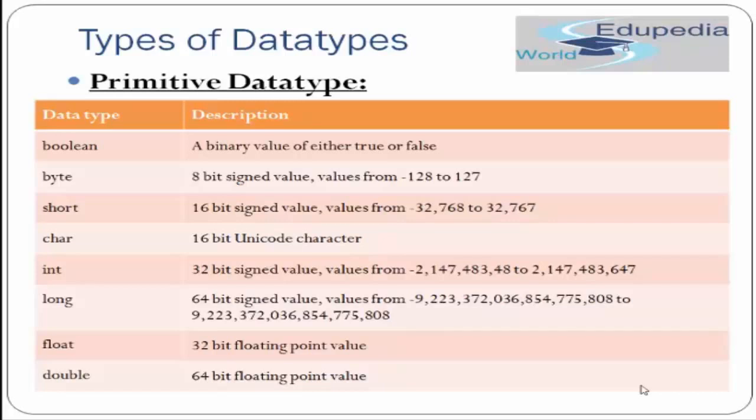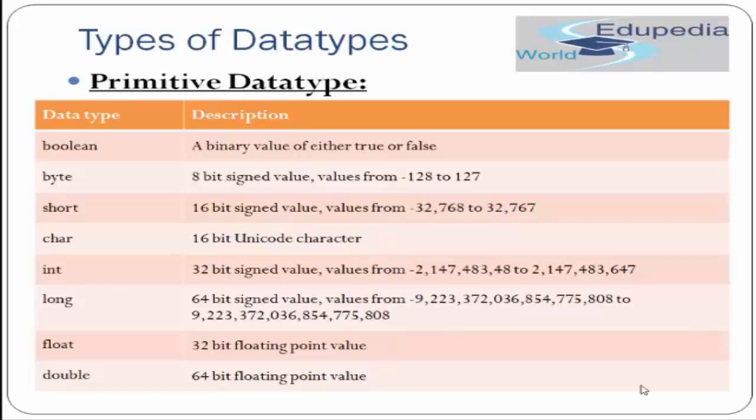Moving forward to char. Char is a 16-bit Unicode character. So char also takes up 16 bits and it can take Unicode characters. Then moving to int. Well, int is a 32-bit signed value. So it is taking up 32 bits and it's a signed value. Its value ranges from -2147483648 to 2147483647. Well, it's quite a long number and you don't need to remember it. Just remember that it takes up 32 bits.